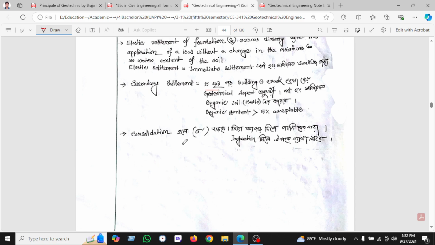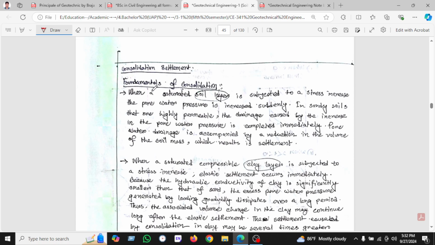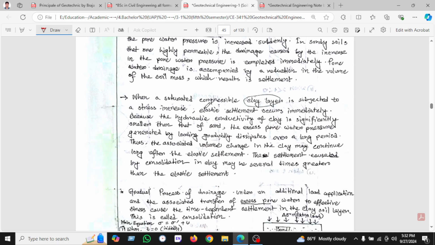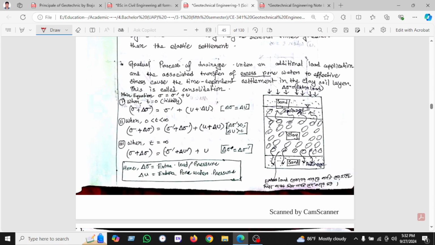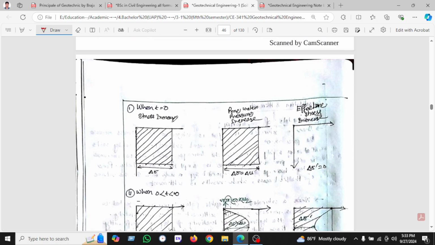Here is a consolidation foundation of the soil. This is the clay and this is the sand, with a drainage system, and the pore water is trying to seep out here. Delta sigma is the extra load or pressure, and delta u is the extra pore water pressure.